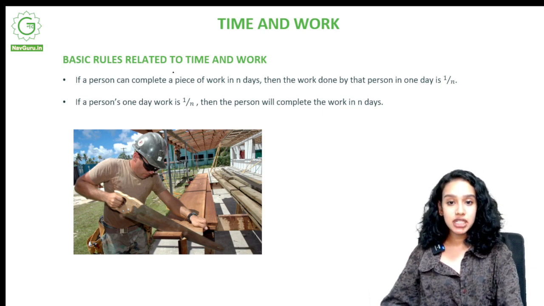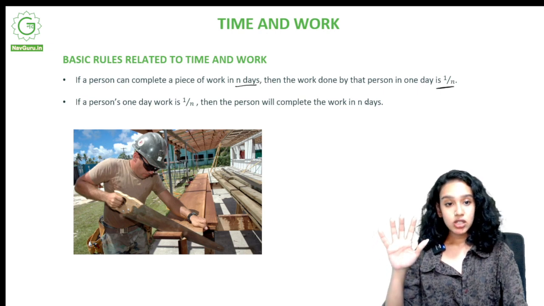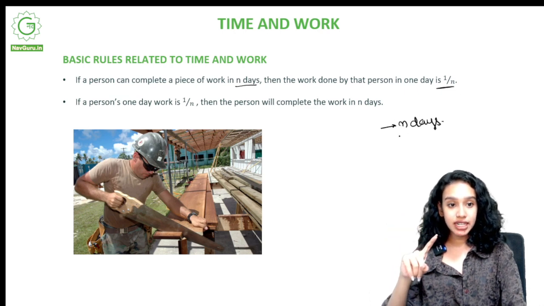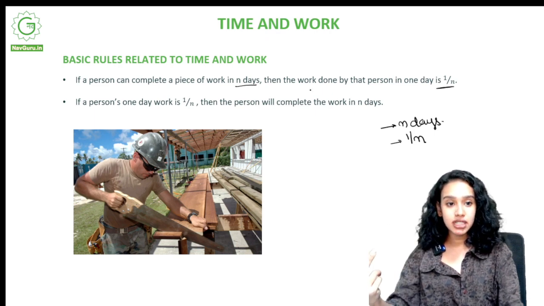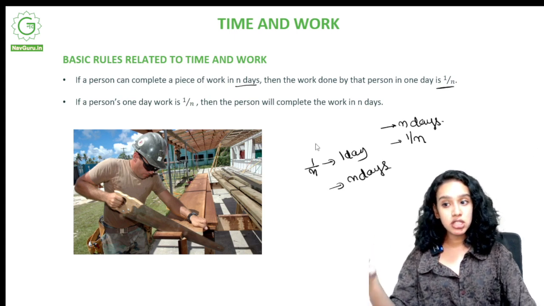If a person can complete a piece of work in n days, then the work done by that person in 1 day is 1 by n. This is very simple. Now, if a person's 1 day's work is 1 by n, then the person will complete the work in the reciprocal of the days. So, if he is doing 1 by n work in 1 day, he'll take n days to complete the total amount of work. It's a very simple logic, right?